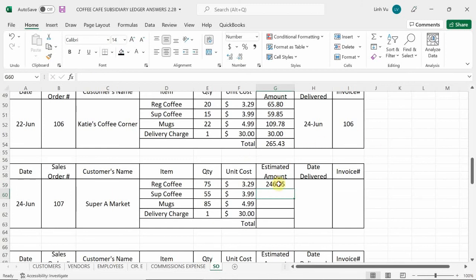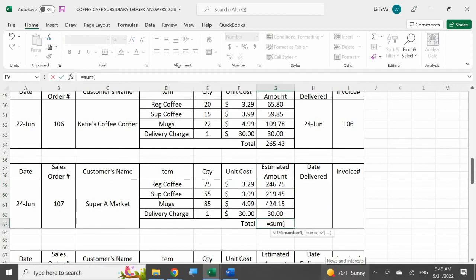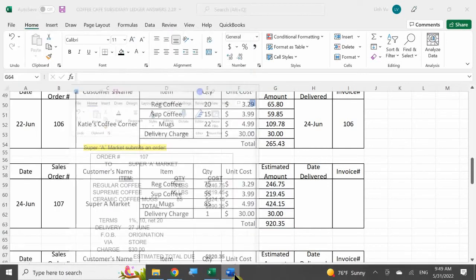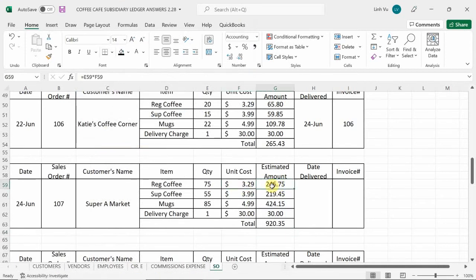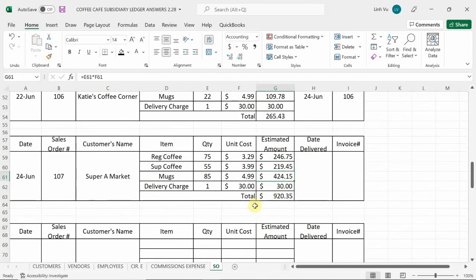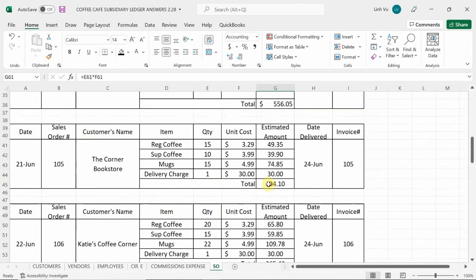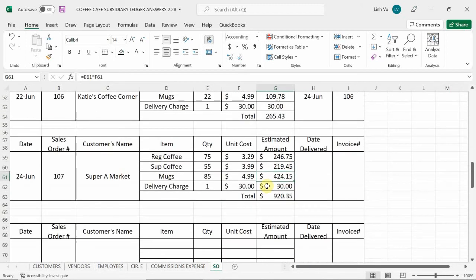Okay. So that should come out to be $920.35, which is exactly correct on the invoice itself. There you go. $920.35. Okay. So obviously, let's wait till we get closer to the date, and we will go ahead and make a note on this. Okay.